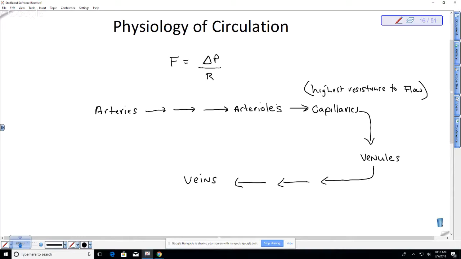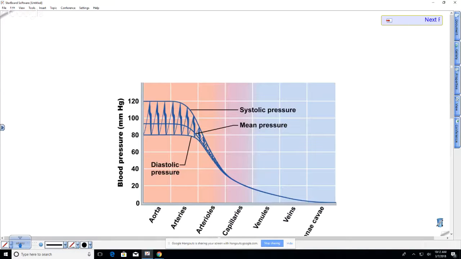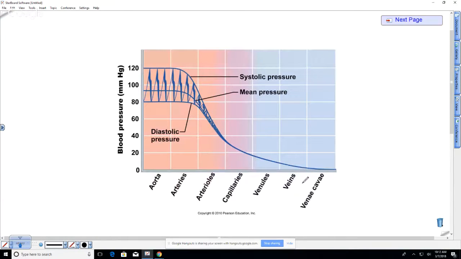Okay, so we'll talk about the different pressures. This is demonstrated graphically in your book so that you can see how blood pressure drops off. In the aorta, notice that there is a pulse, and this is due to the contraction of the ventricles. The pressure goes from 120 to 80, so that's your normal blood pressure. Your systolic pressure is when your ventricles are contracting, and your diastolic pressure is when your ventricles are relaxing.